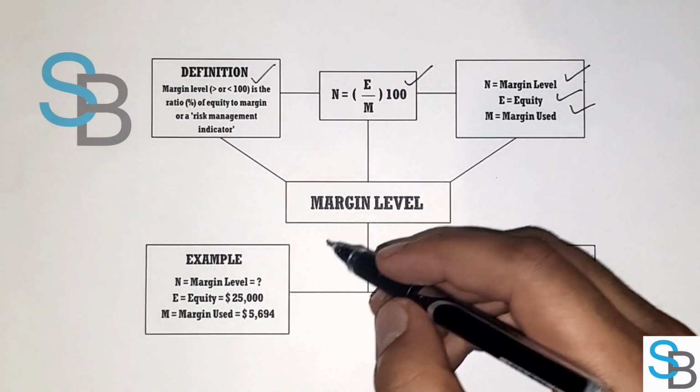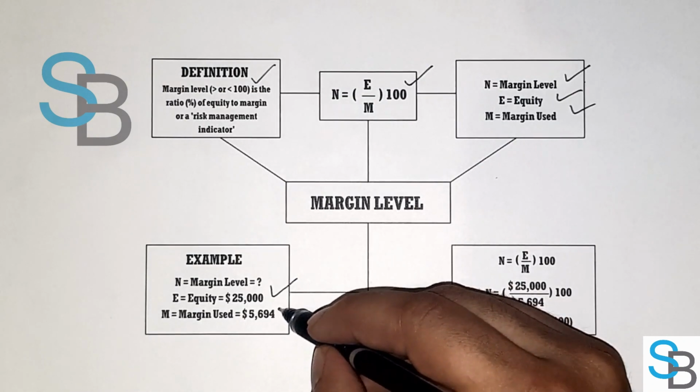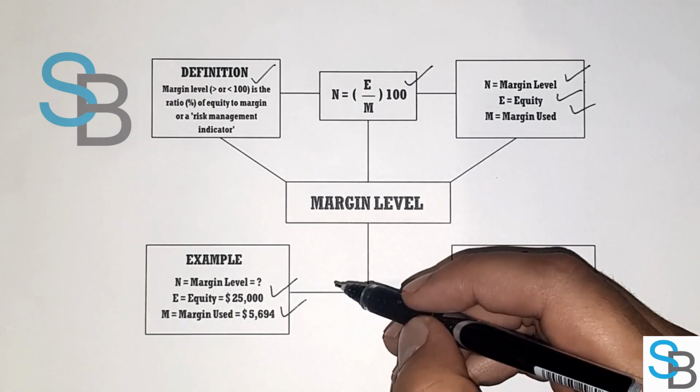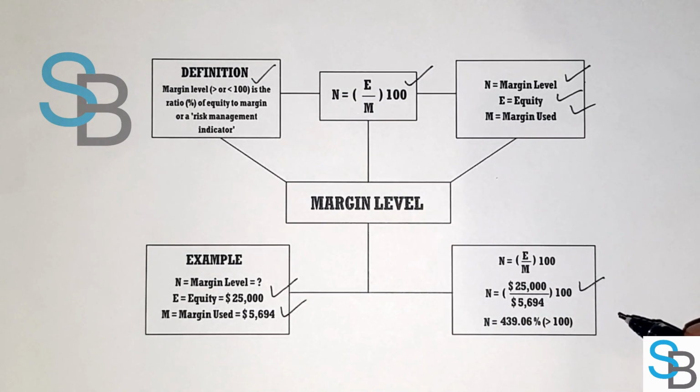Let's do a quick example. Let's say your account equity is $25,000 and you have used a margin of $5,694 to open a trade. Divide 25,000 by 5,694 and multiply by 100 and you get a margin level of 439.06%, which is above the 100 scale. So this means your account is in a less risky position.